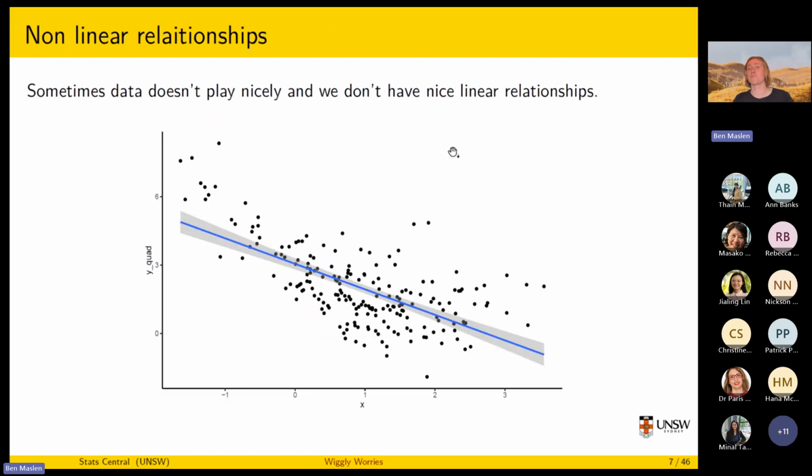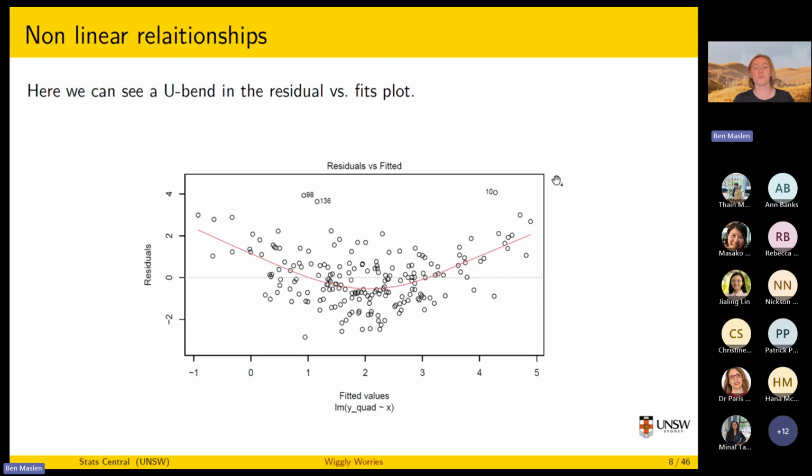So let's look at an example where the data isn't playing so nicely, okay? In this instance, we're trying to fit a straight line, and it doesn't really look like the data is that linear. It may be looking a bit more quadratic, and you can see that here with all these points being above the line on the ends. You can see this more clearly when we plot the model residuals against the fitted values, and you get this clear U-bend in our residual versus fits plot. Based on that, I would say that our assumption of linearity isn't satisfied here, okay?